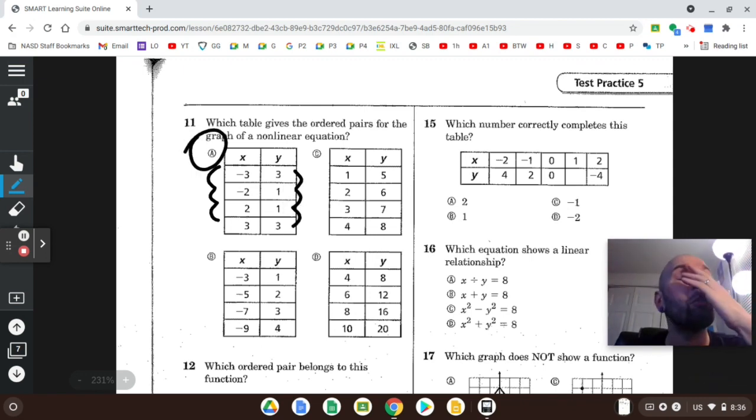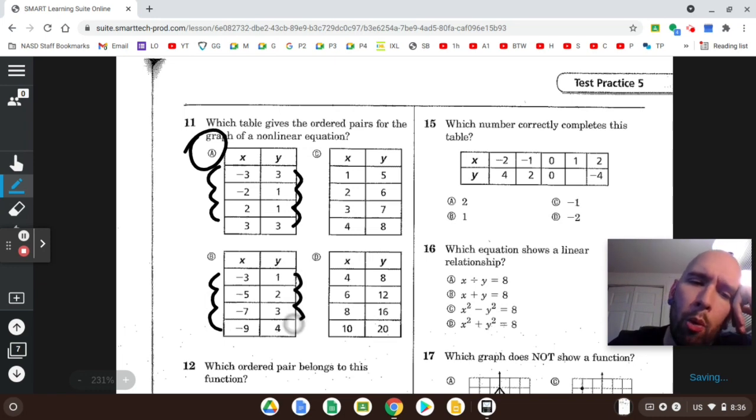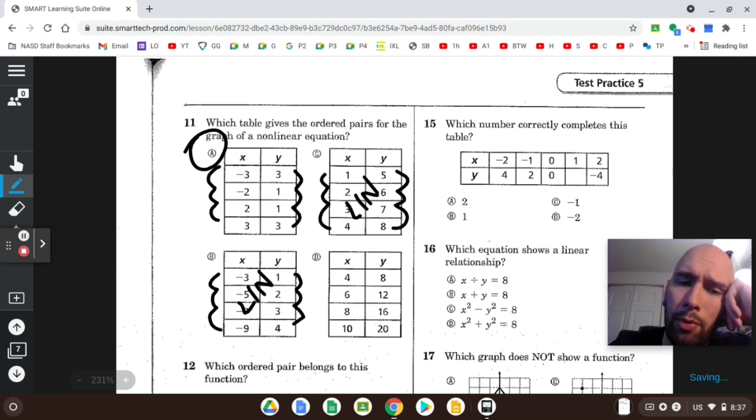Let's look at the others just to make sure that we're good. B is up 2, up 2, up 2. That's a pattern. Up 1, up 1, up 1. That's a pattern. This one's linear. Up 1, up 1, up 1, that's a pattern. Up 1, up 1, up 1, that's a pattern. That's linear. Up 2, up 2, up 2, that's a pattern. Up 4, up 4, up 4, that's a pattern.